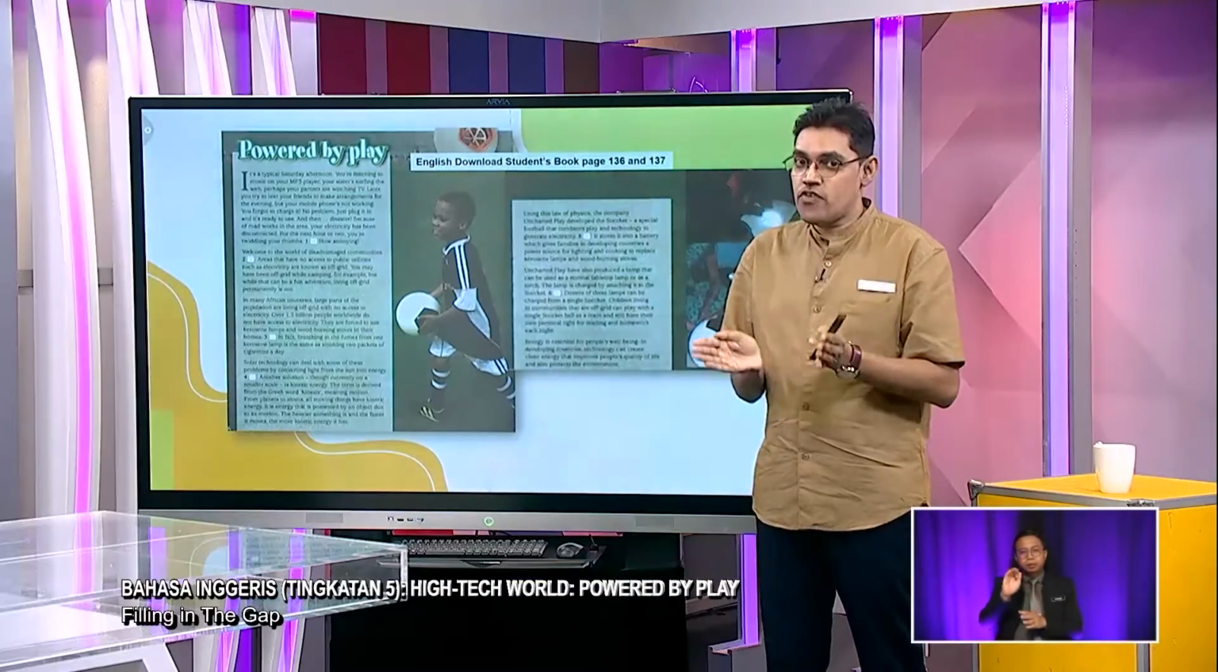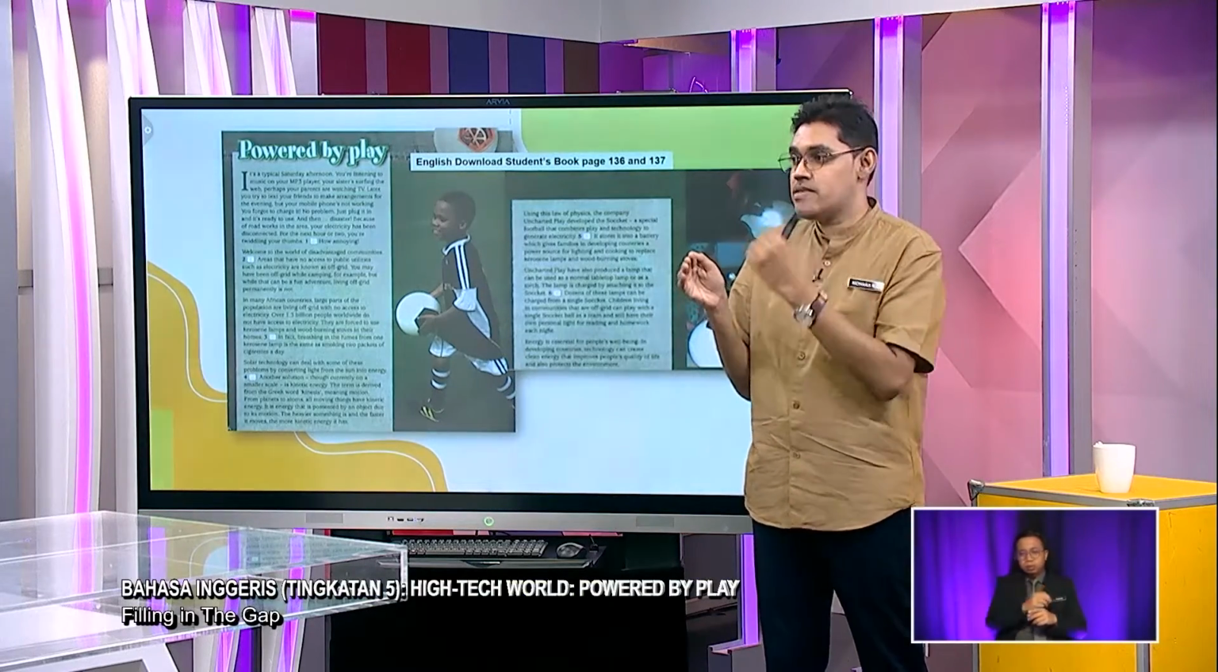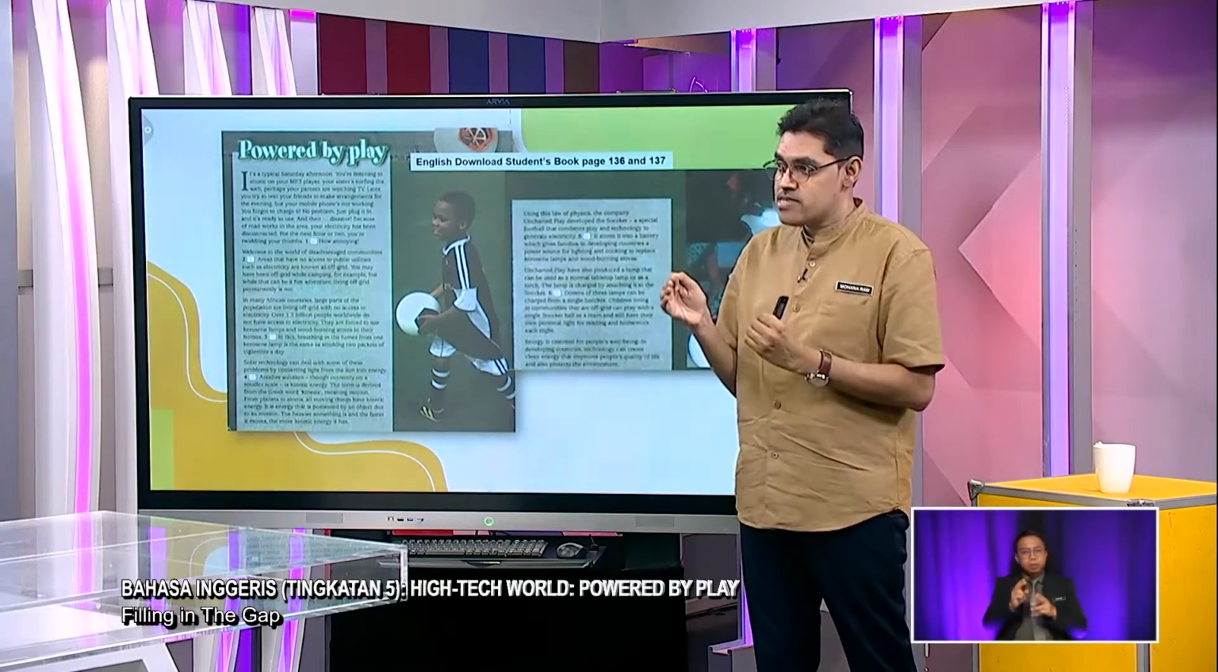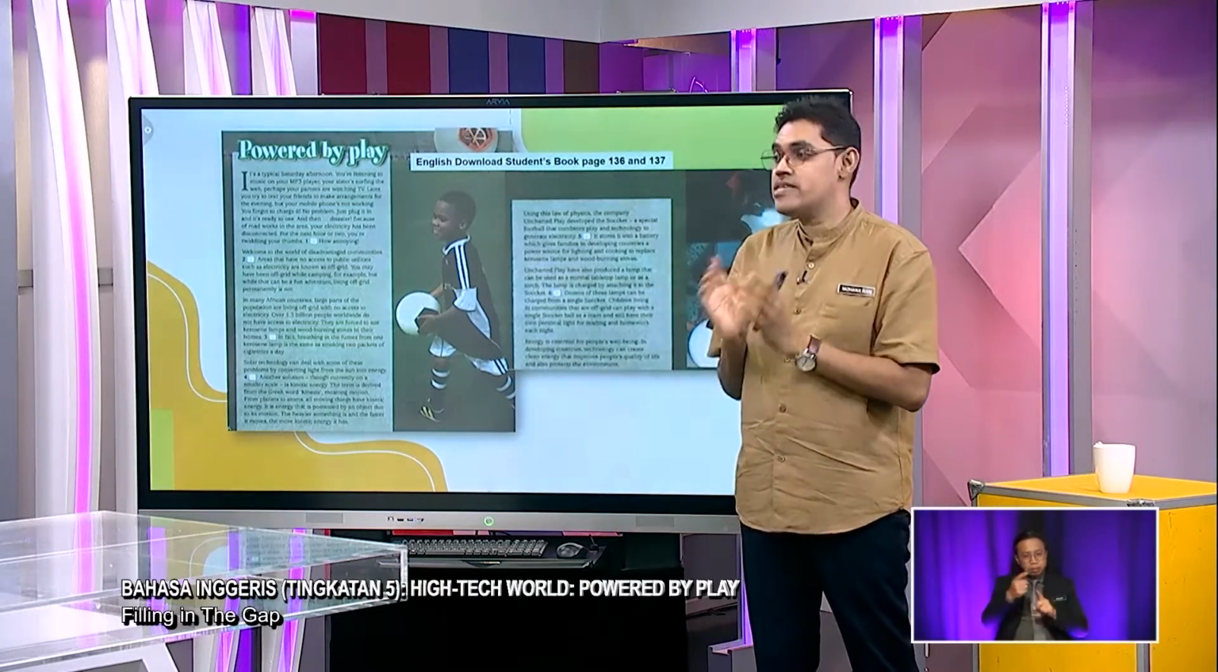Exactly. And at times, rather than looking at this text as a whole, it's important for us to dissect it into paragraphs and identify the main idea in each paragraph to find the answers for the gaps. That would make things easier.